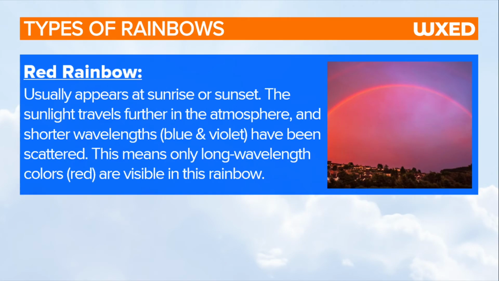Yes, a rainbow can just be red. This usually appears at sunrise or sunset. And the sunlight travels further at sunrise or sunset in the atmosphere, and shorter wavelengths, blue and violet, have been scattered. This means that only long wavelength colors, such as red, are visible in this rainbow.